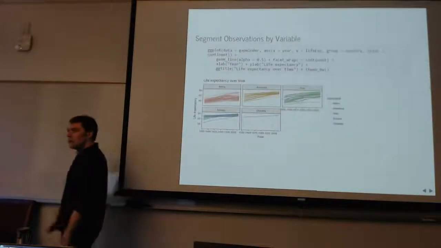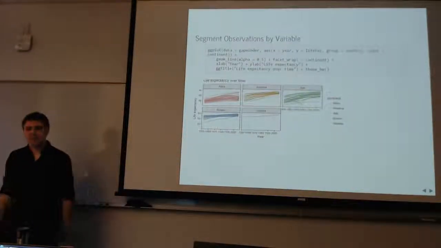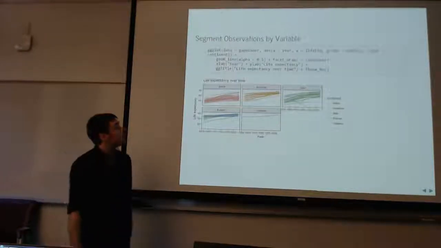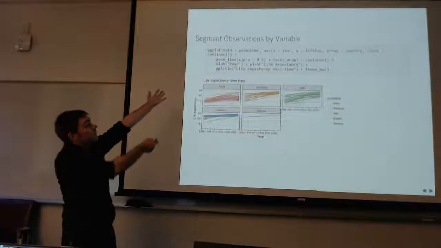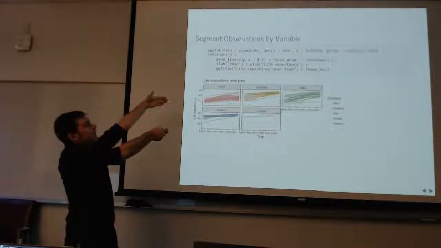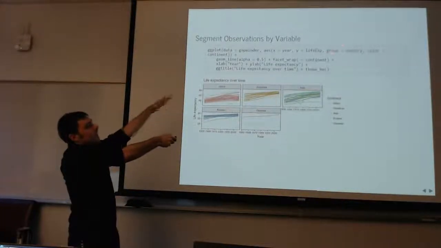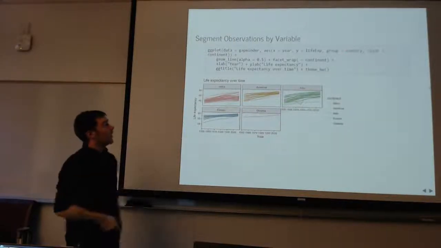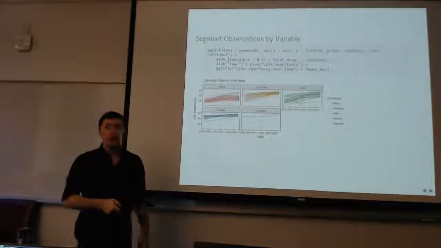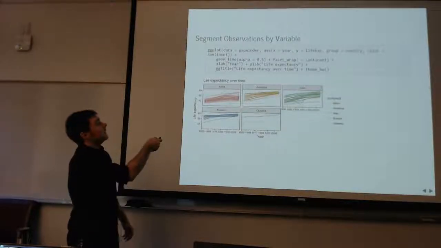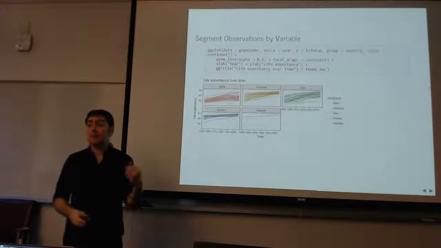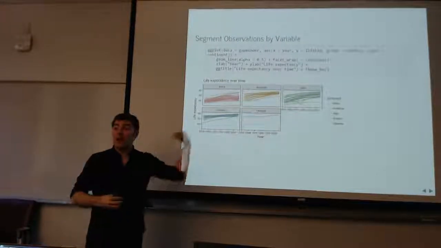Okay. You might want to segment the observations in the data sets by some variable. That is, separate them by the values of some variable. What I've done here is the same call up top, basically. I've done aesthetic, year, life expectancy. Now I've added group them by country and color them by continent. I've added a couple other things here. I've connected all of the observations for each country with a line. Instead of them being scatterplot dots, I've drawn a line.